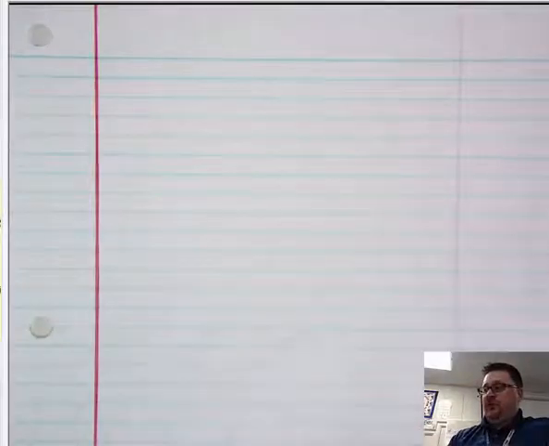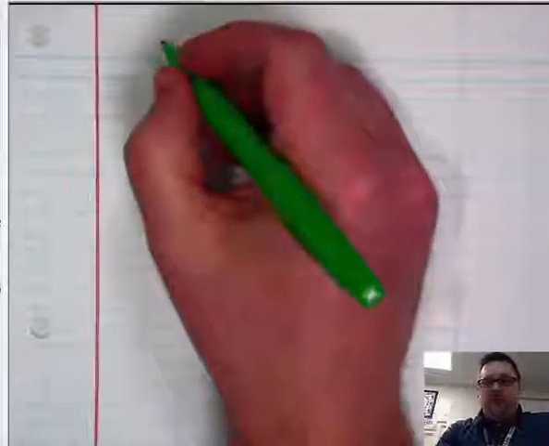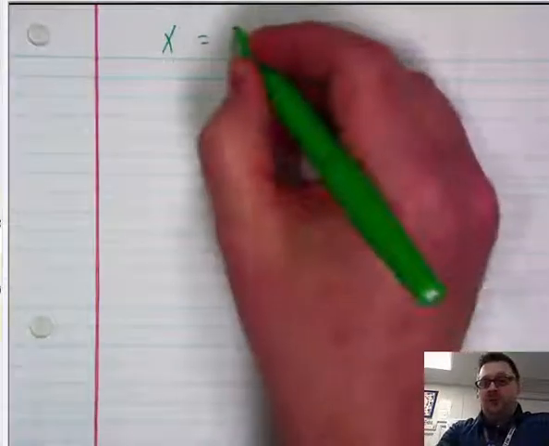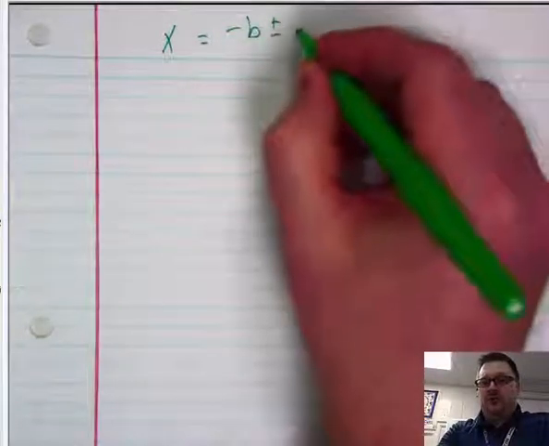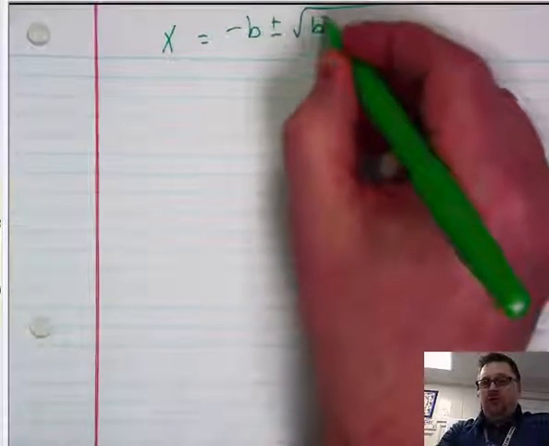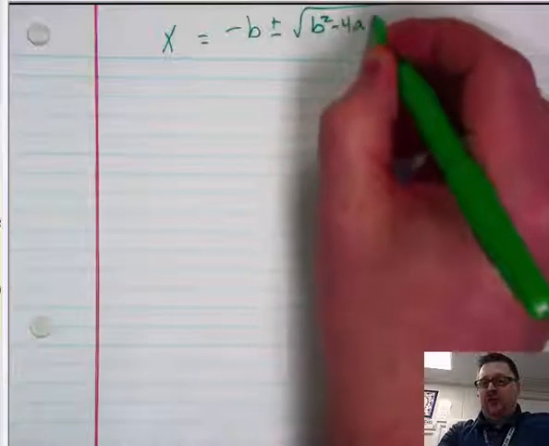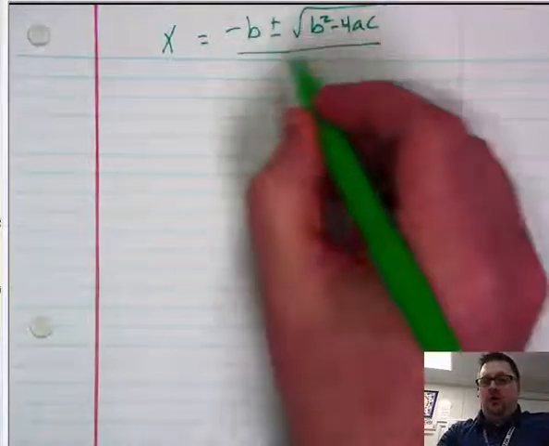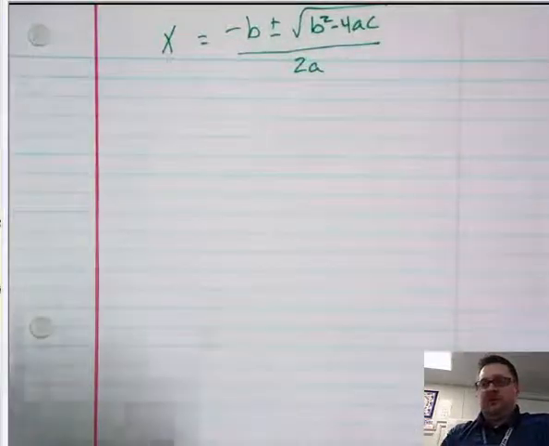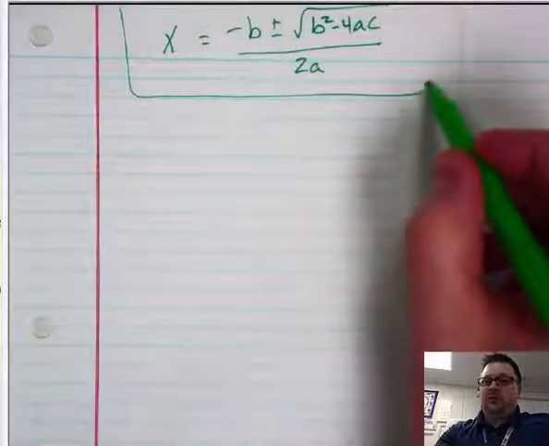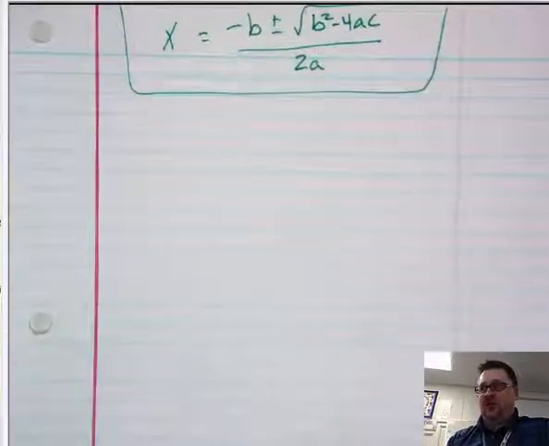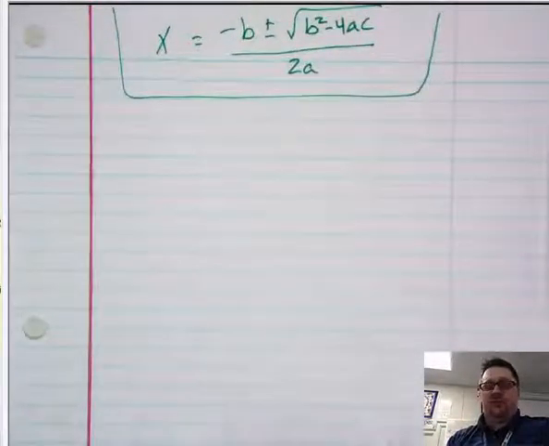Alright, so you may be asking yourself, where does this quadratic formula come from? First, let's keep in mind that the quadratic formula is x equals negative b plus and minus the square root of b squared minus 4ac all over 2a. Okay, that's our quadratic formula. It looks big and disgusting and lots of variables, and where does it come from?